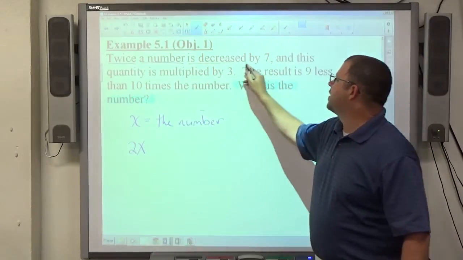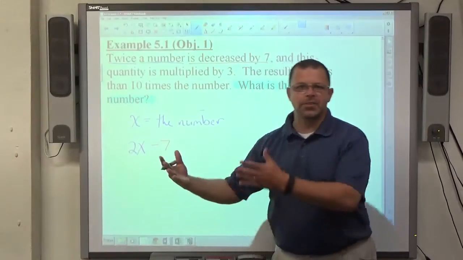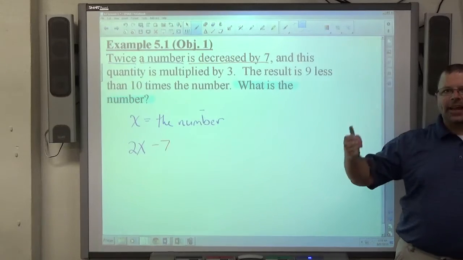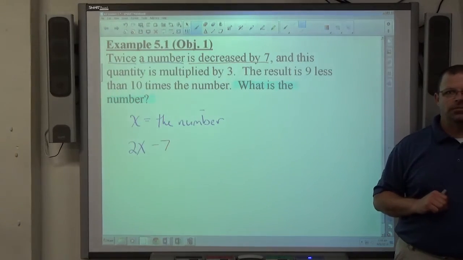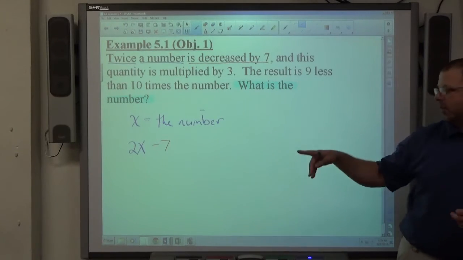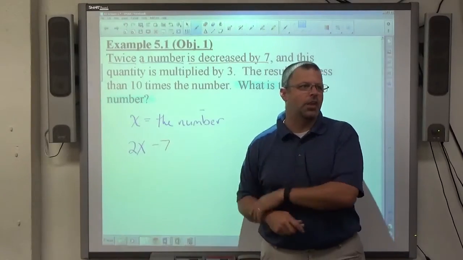Is decreased by 7 means what? Minus 7. And is decreased by isn't in the actual order type thing. If they say less than, you got to reverse the order of subtraction. That's the only weird one for subtraction. If it said 7 less than twice the number, it would be the same thing. This is 7 less than twice the number, or twice the number decreased by 7. They both make the same expression.